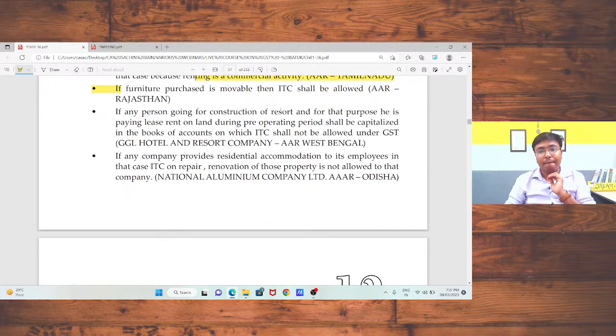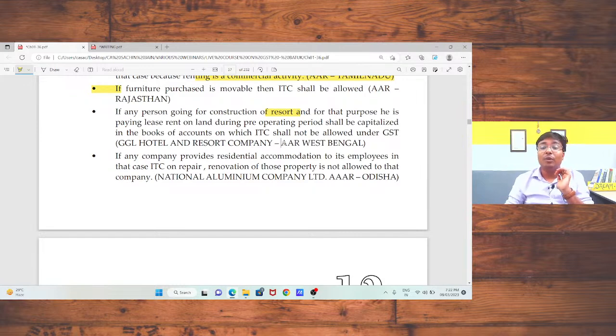Now, resort. If someone has taken a land on lease for building a resort, in that case, input is not allowed in the pre-operating period. In the post-operating period, input is allowed. You got my point. Pre-operating period and post-operating period. When the resort is in operation, in that case, input is allowed on that lease rent. But in the pre-operating period, because the resort is not in operation, the government is not getting any output tax, hence input tax credit in the pre-operating period is not allowed.